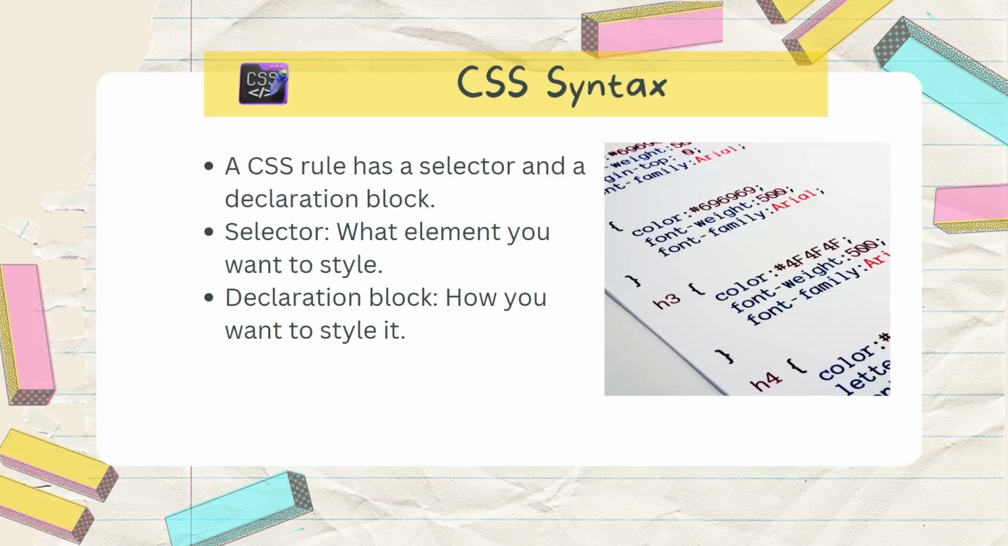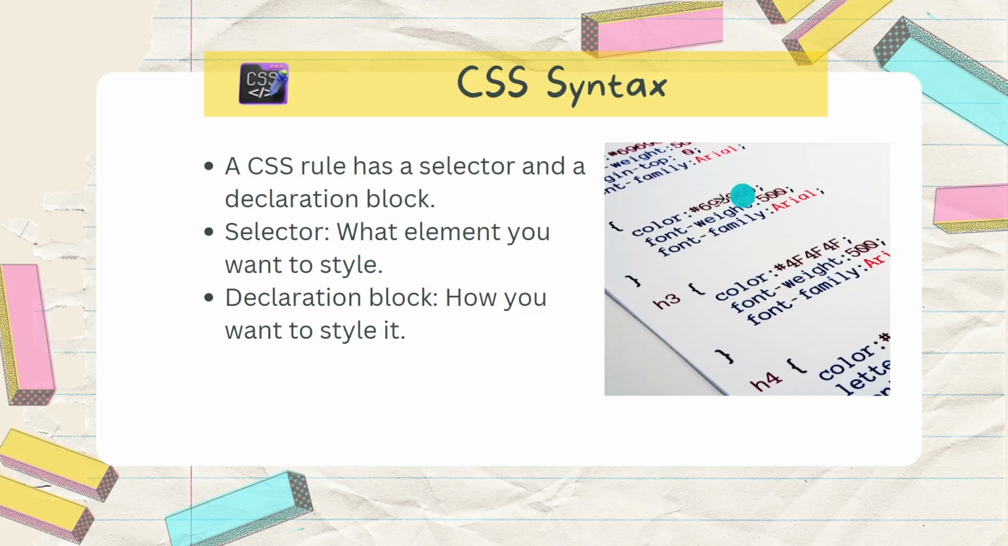Let's look at the CSS syntax. Now, let's understand CSS syntax. A CSS rule has a selector and a declaration block. The selector tells what element you want to style, and the declaration block tells how you want to style it.